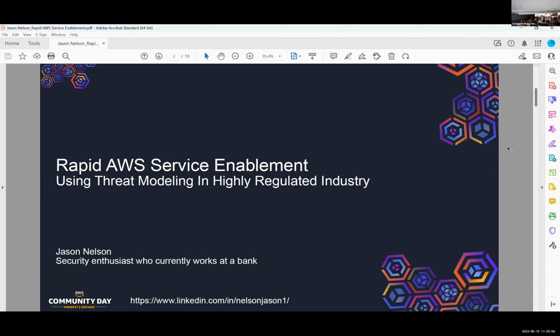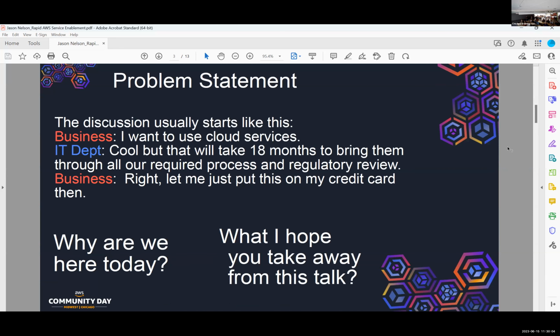This is not going to be a how-to-threat-model talk or a what-threat-modeling-is talk. We just don't have enough time. The whole point of this is to shape why and how you can increase the velocity of adoption of services for your business, and what that is all about.